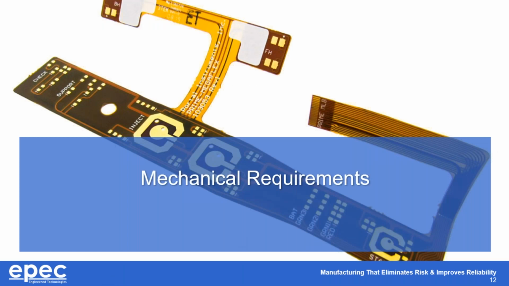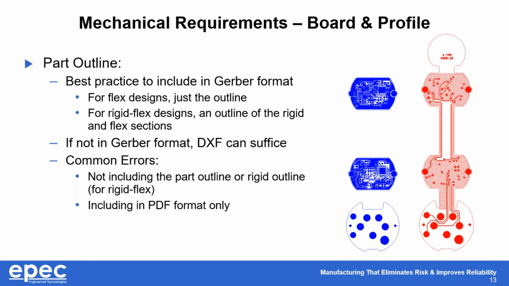Moving on to mechanical requirements, the number one thing we end up seeing is the part outline. Best practice is to include it in Gerber format. So for flex designs, that's going to be just the part outline. For rigid flex designs, we would actually need 2 outlines, one for the rigid sections and one for the flex sections. If for any reason you can't provide it in Gerber format, we can work with DXF and then convert it to Gerber on our end.